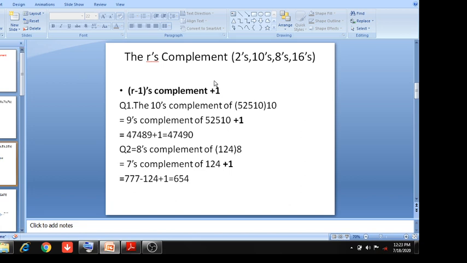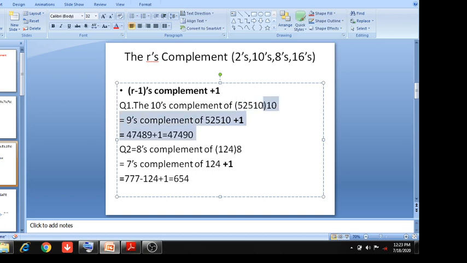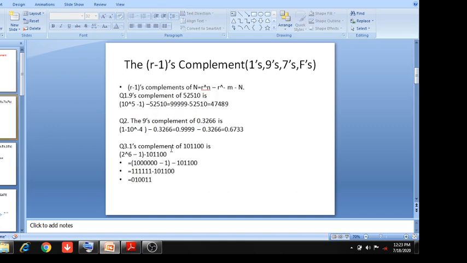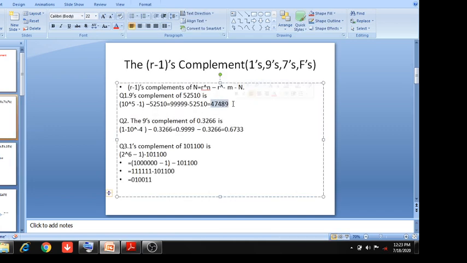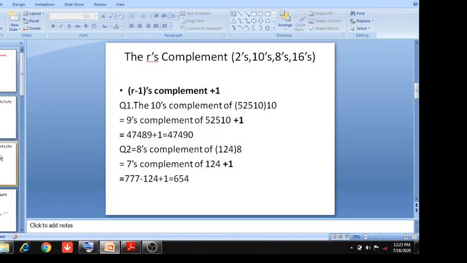R's complement is nothing but r minus 1's complement plus 1. So this will be 2's, 10's, 8's or 16's complement. You are already aware of how to determine r minus 1's complement; just add 1. So suppose you have to determine the 10's complement of 52510 base 10. Determine the 9's complement of this, plus 1. You already determined the 9's complement of this 52510 is 47489. So 47489 plus 1 is 47490.